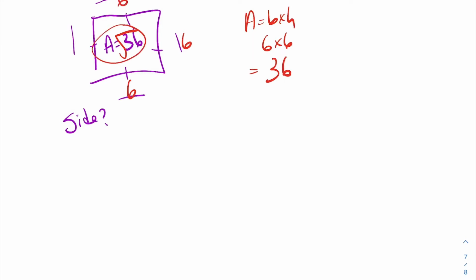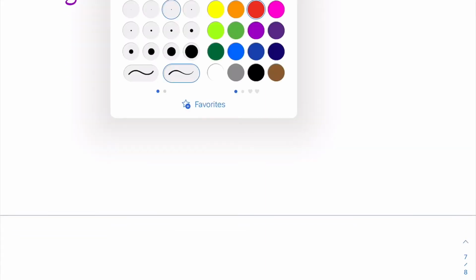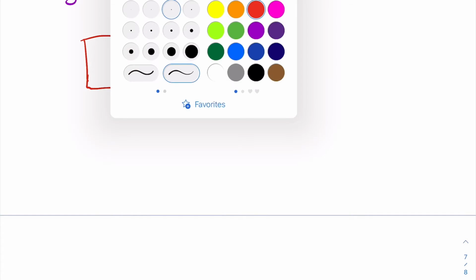We know that all these sides would be 6 because they're all the same. When it comes to the PAT, everything is very spatial, and they like to ask you questions like this often. So I just wanted to demo this for you right now.